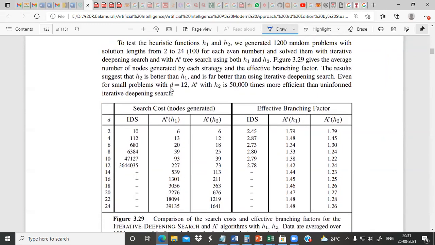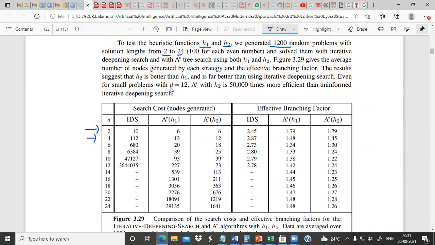This table shows that to test the heuristic functions H1 and H2, we have generated 1200 random problems, where each random problem has a solution length from 2 to 24. That means the depth, the level at which the solution is available.